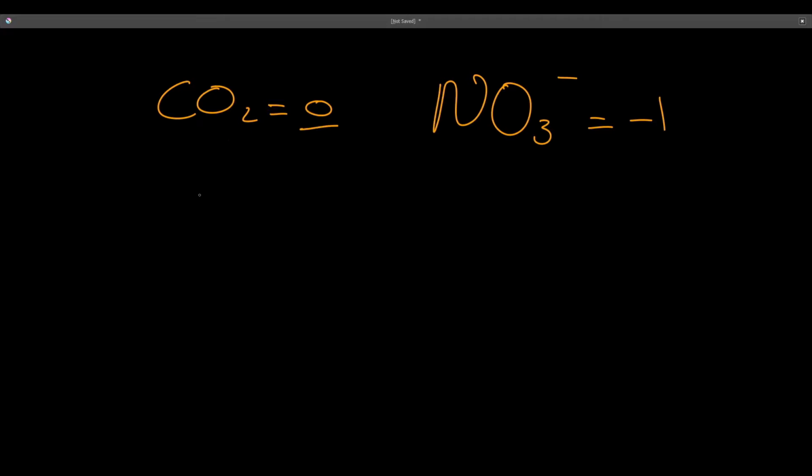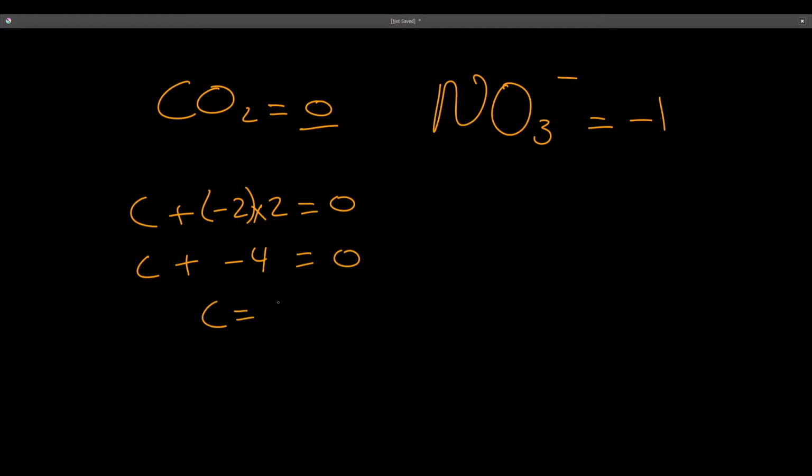So here we have CO2. So oxygen is -2, multiplied by the subscript, which is 2, plus C will be equal to 0. So -4 plus C will be equal to 0. We move the -4 to this side, so the oxidation number of C will be equal to +4.